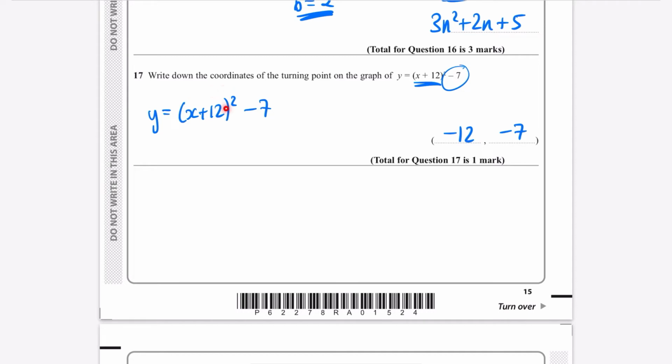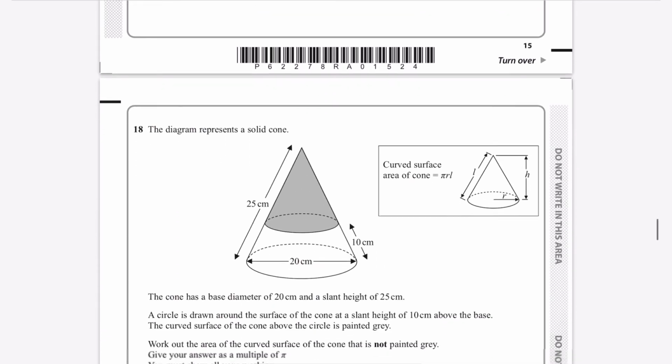as possible. The smallest that this thing here can ever be is 0, because when you square something it always becomes 0 or greater than 0. So that occurs when x is minus 12, and when this thing is 0, the overall thing is minus 7. Okay, question 18.